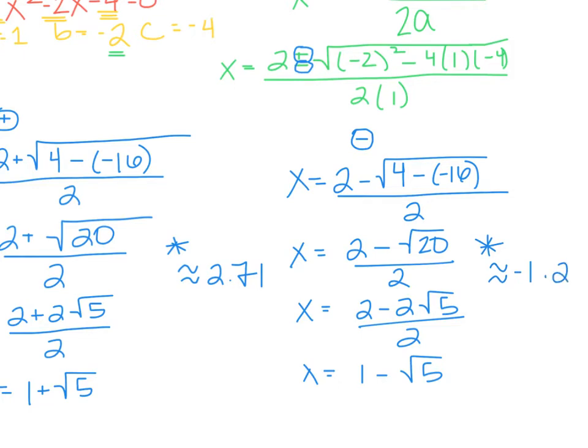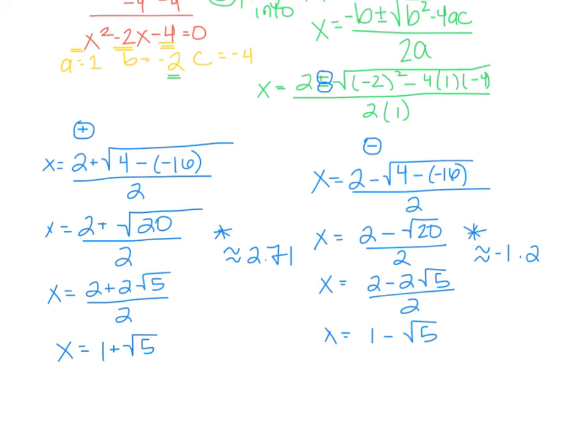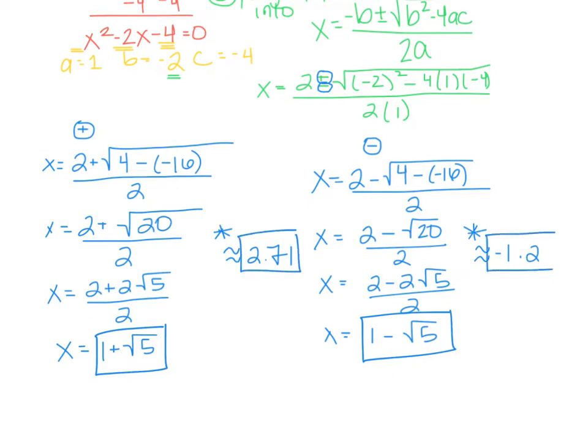So those are our two solutions to this equation, 1 plus the square root of 5 and 1 minus the square root of 5, and the approximate values are positive 2.71 and negative 1.24. You can plug those values back in to double check that they work. However, keep in mind if you're using the approximations that since you rounded, you will get an answer that is slightly off. So let's try another couple of examples.